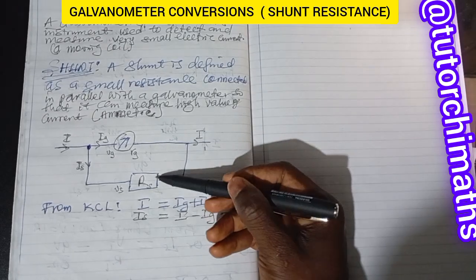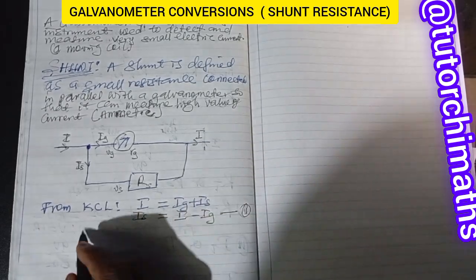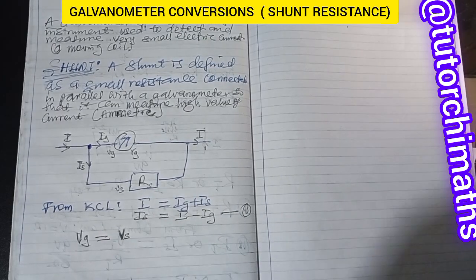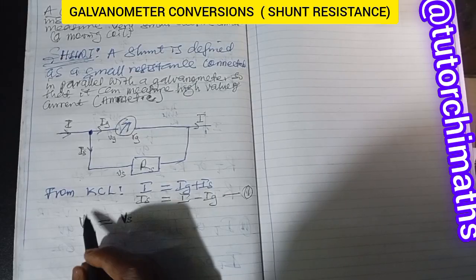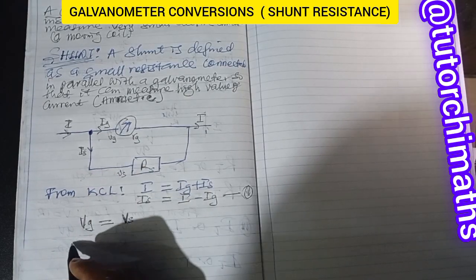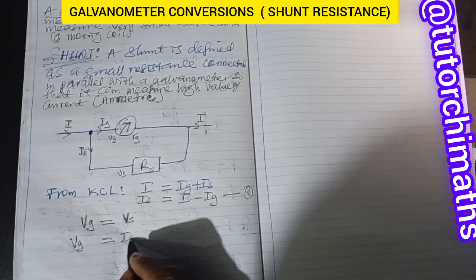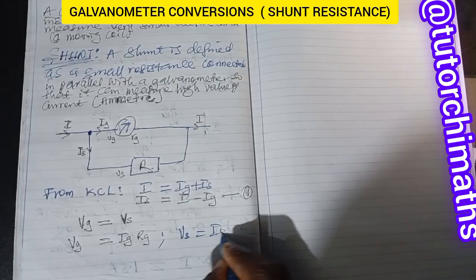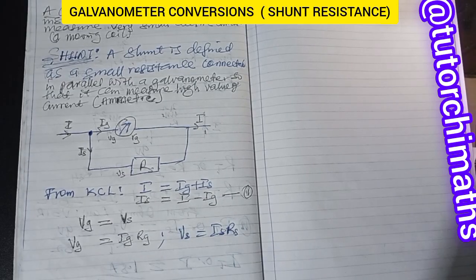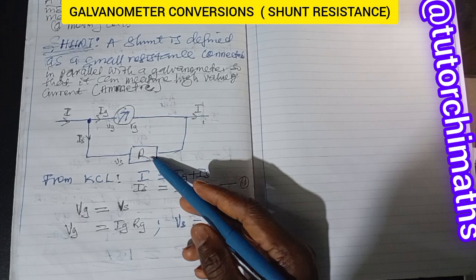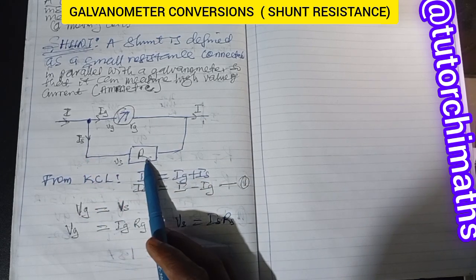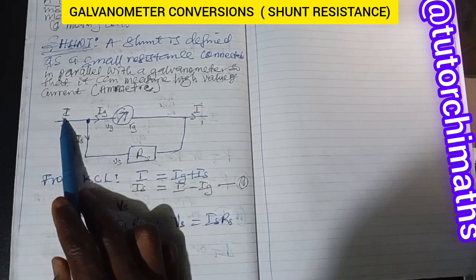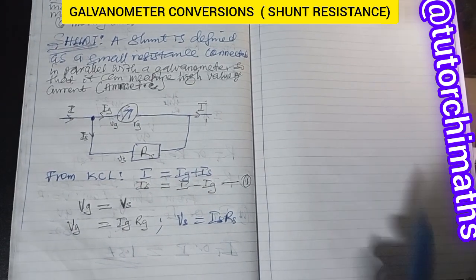Similarly, since this circuit here is parallel, we can have VG here is equal to VS. VG is the same as IG and ROG, while VS is equal to IS multiplied by RS. Remember, RS is the shunt resistance, IS is the current of the shunt, ROG is the resistance of the galvanometer, IG is the current, then I is the ammeter current.